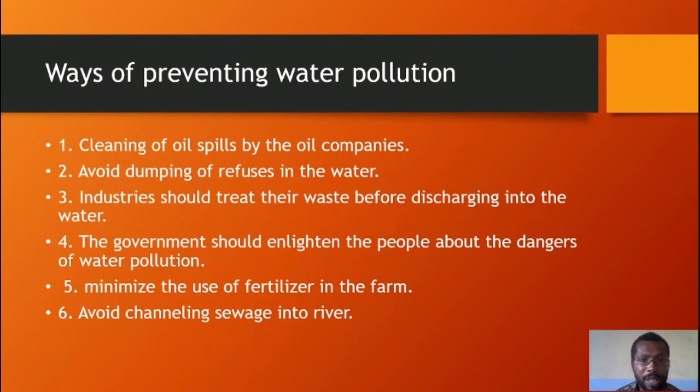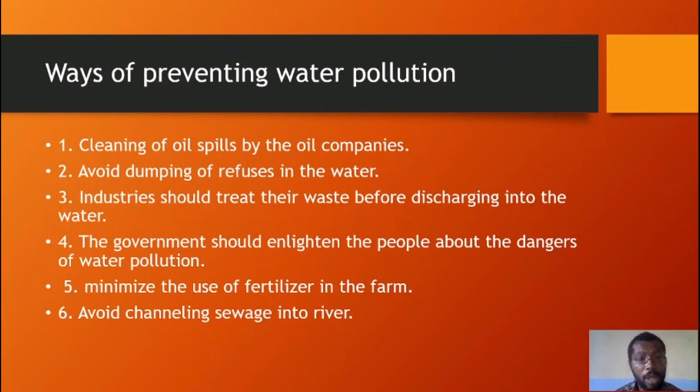Now, another way of preventing water pollution is to avoid dumping of refuse in the water. So we should stop dumping refuse in the water. Are you getting me? That is one of the ways of controlling water pollution. Then number three, industries should treat their waste before discharging into the water. So the industry should try to treat their waste before they discharge it into the water.